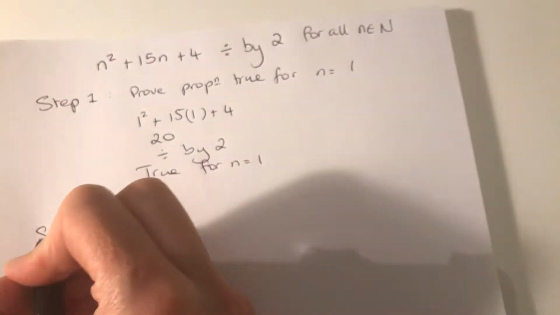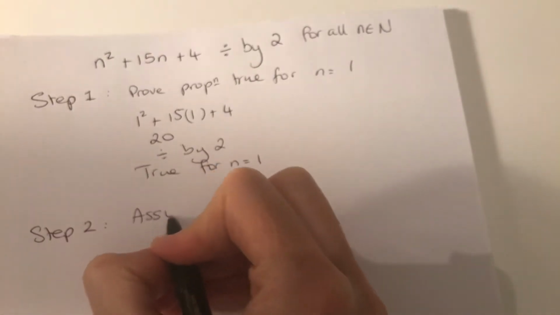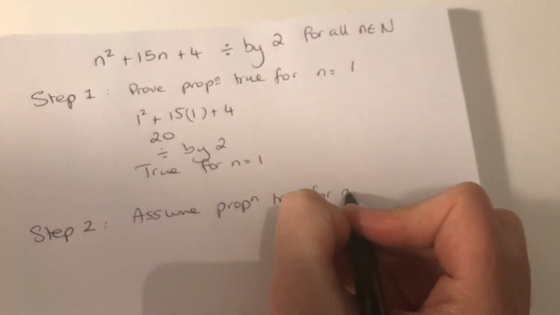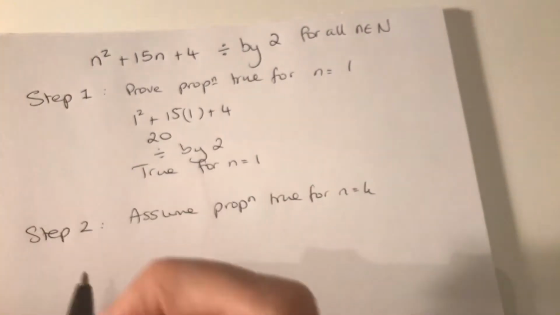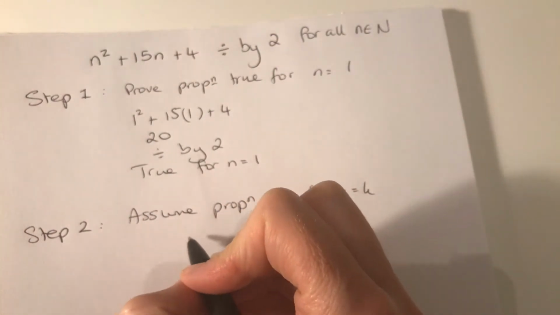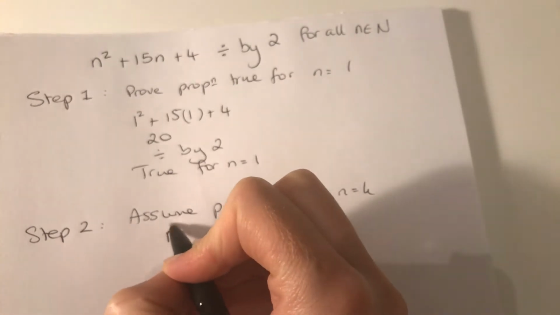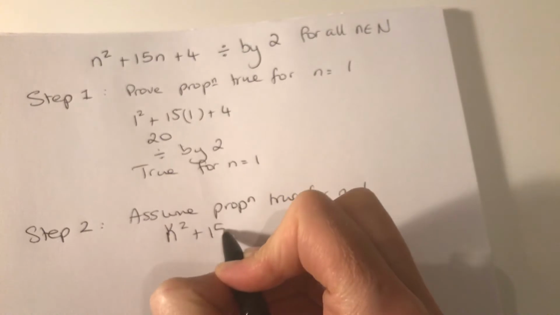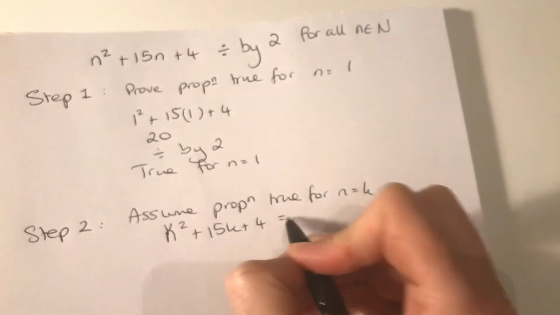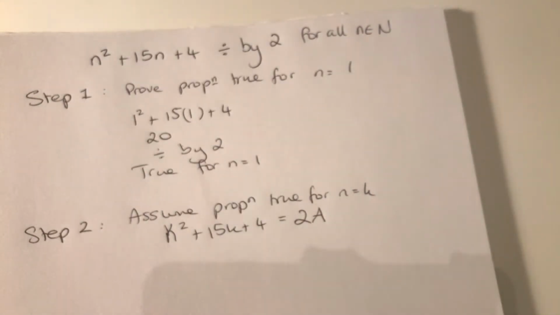Step 2. Assume proposition is true for n equal to k. That means anywhere I had an n, I need to put in a k, and I'm going to assume that it is divisible by 2. So k squared plus 15k plus 4 is divisible by 2. Another way of saying that is equal to 2 times something. I'm going to say just any number.